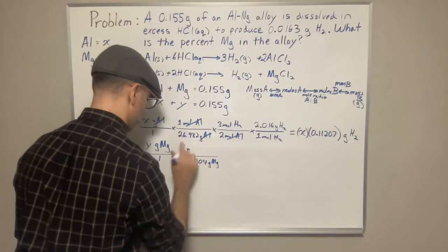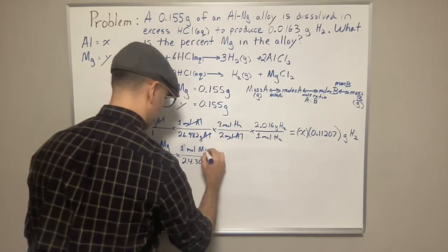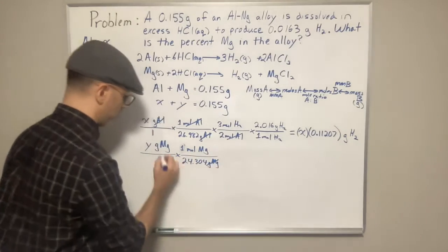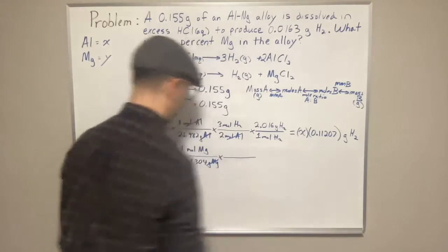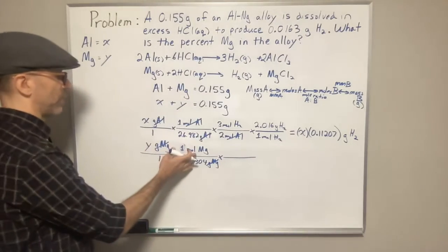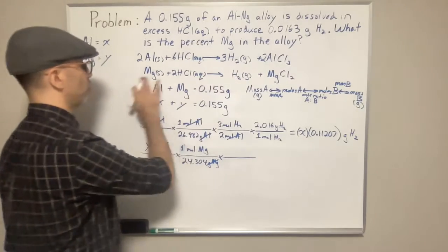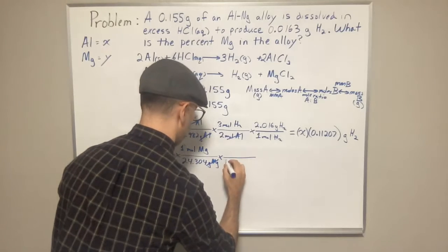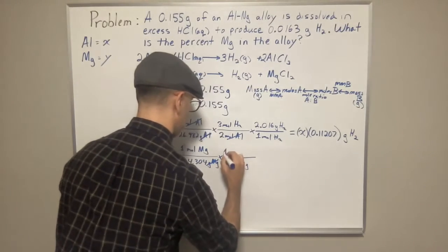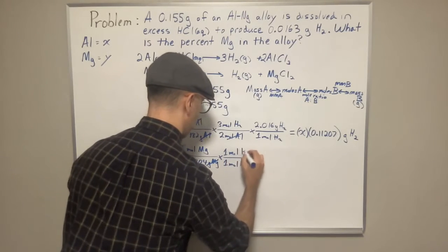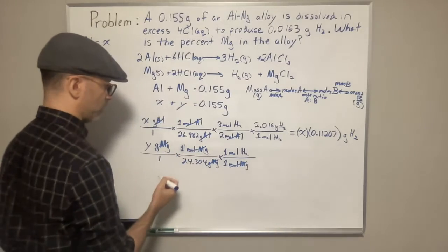Let me write that one better. 1 mole of magnesium, so grams of magnesium cancel out. And now I'm going to use the mole ratio to go from moles of magnesium to moles of H2. So I have 1 to 1, so it's a 1 to 1 ratio. I have 1 mole of magnesium on the bottom and 1 mole of H2 on top. So moles of magnesium cancel out.